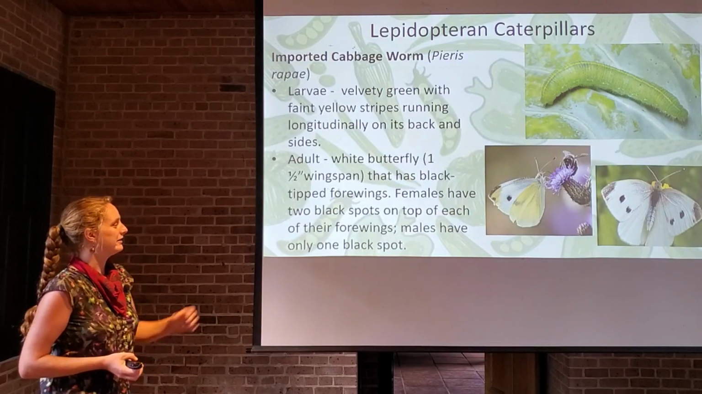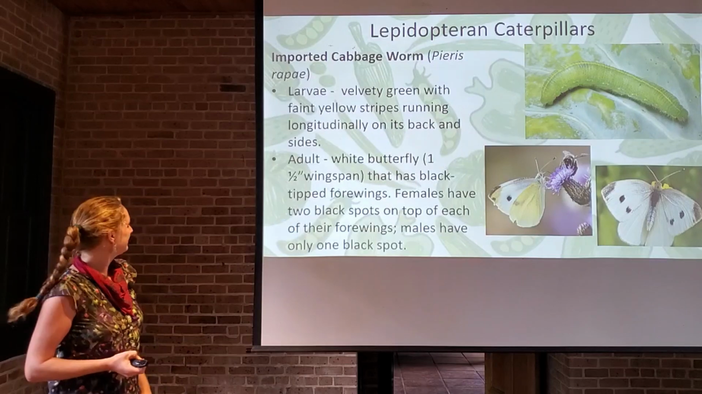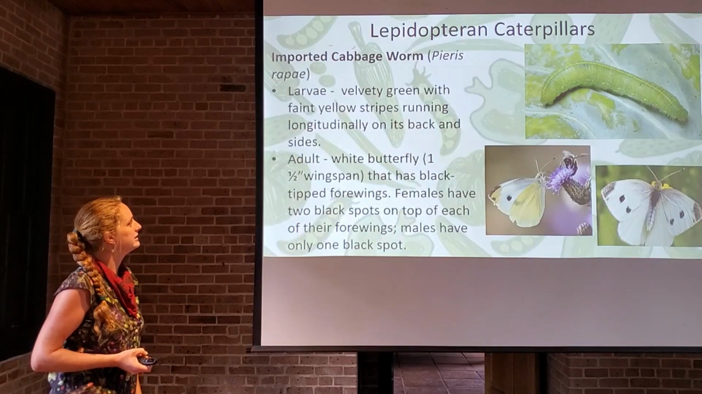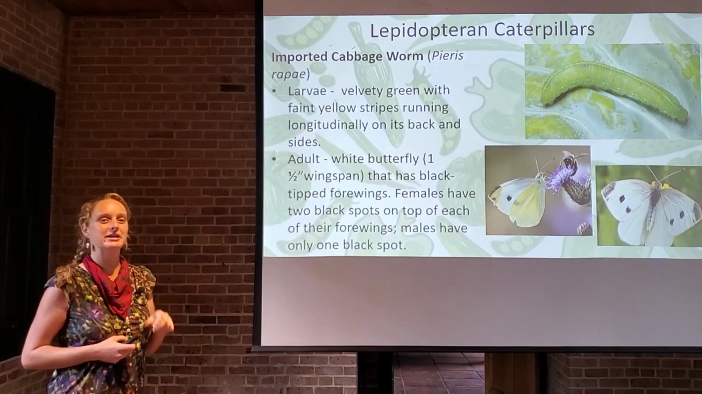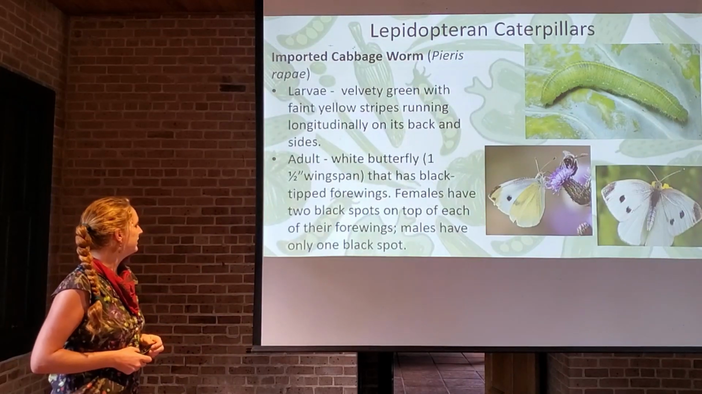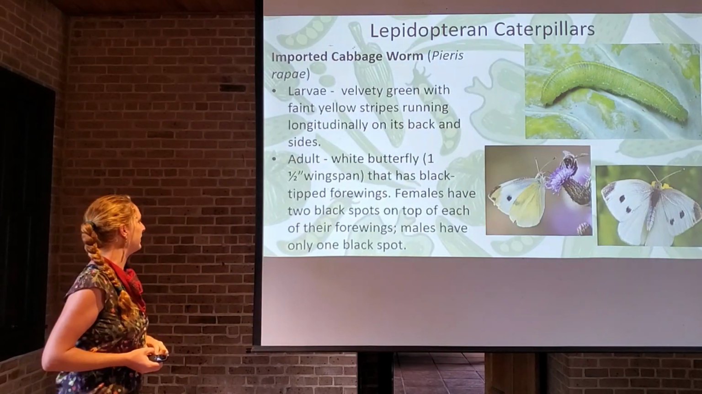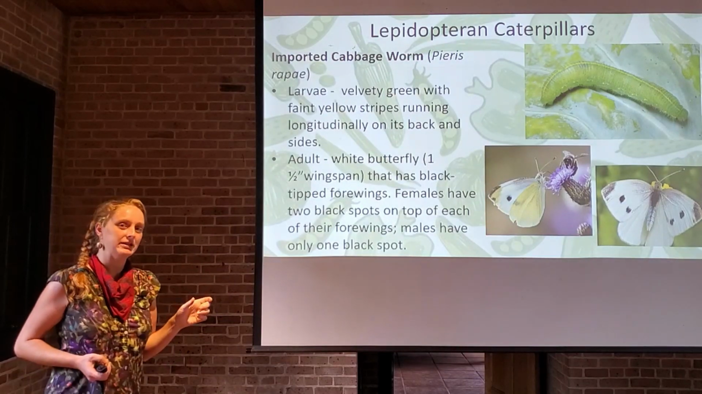Imported cabbage worm. Now this is another one that's actually a butterfly, and it's kind of pretty. It's got a nice, beautiful caterpillar with a green coloration and a yellow stripe right down the dorsal. The adult is a white butterfly. It doesn't have that border like the last one did. It's more of a spotted appearance, and these are about 1.5 inches.